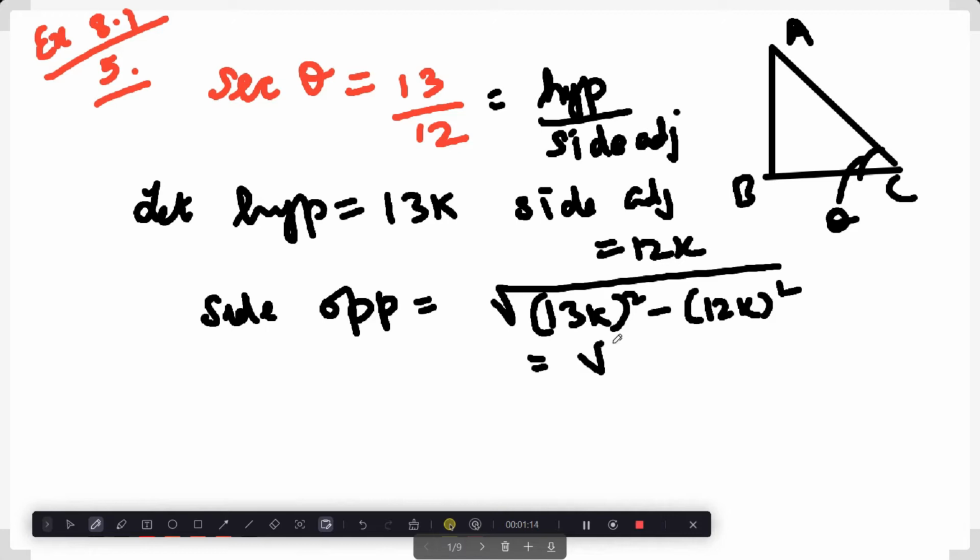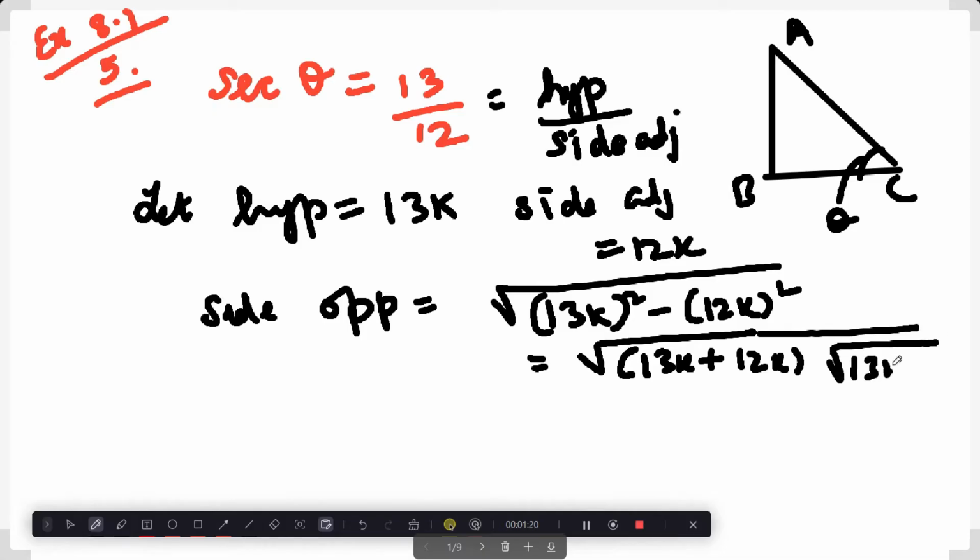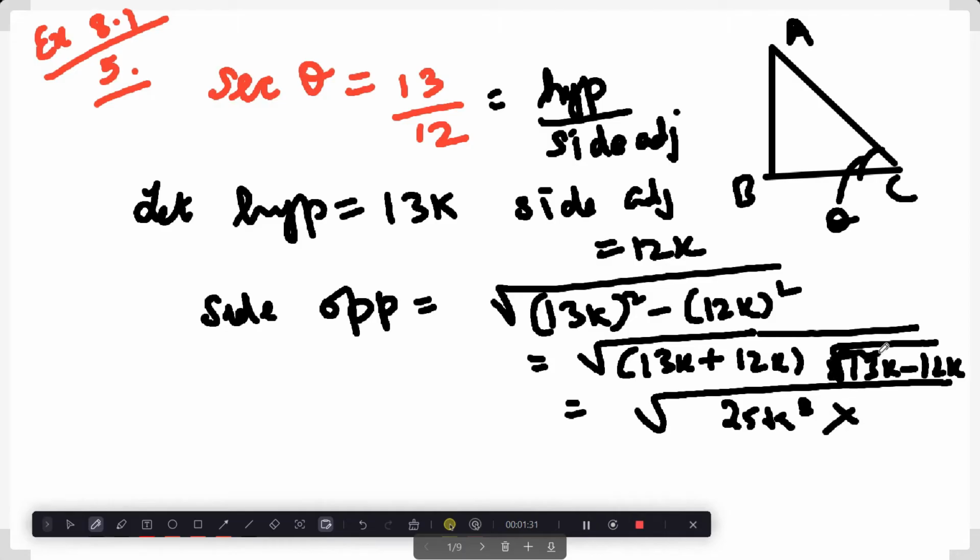13k plus 12k, 13k minus 12k, right? Which is 25k. 25k into, what is this? Why have I written root here? 25k square basically, which is 5k, right? So 5k, 12k, 13k. So what is sine theta?